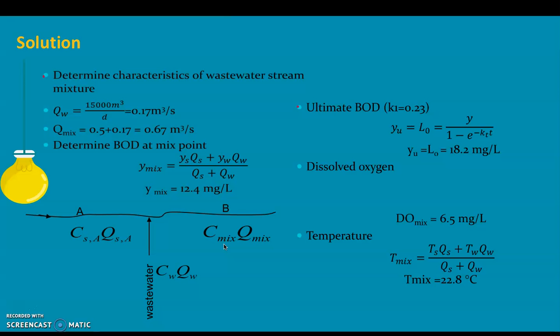Before we can proceed with producing the oxygen sag curve, first we need to determine the characteristics of the wastewater stream mixture. If we look into the diagram, we want to determine the condition or characteristics of this part, which is the part after the wastewater stream meets here.